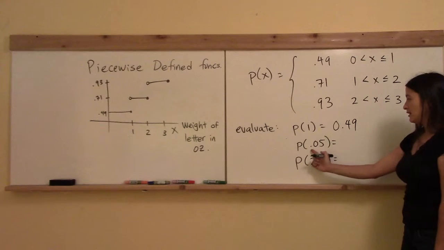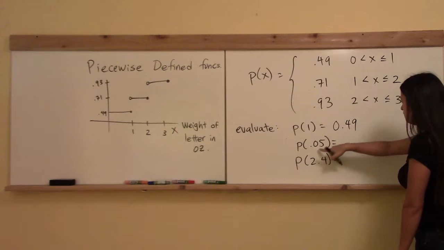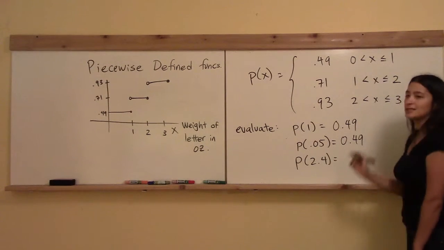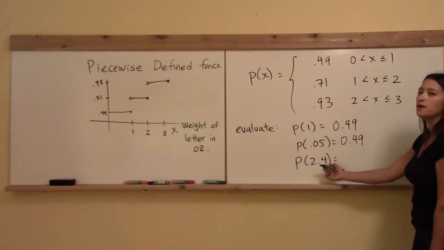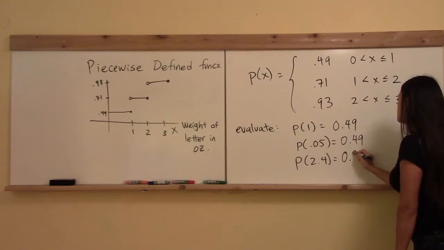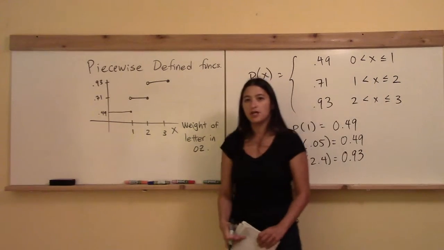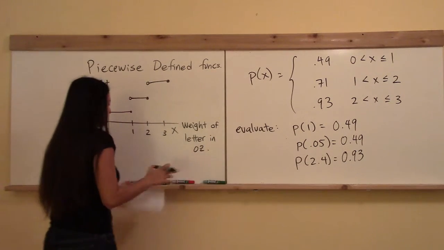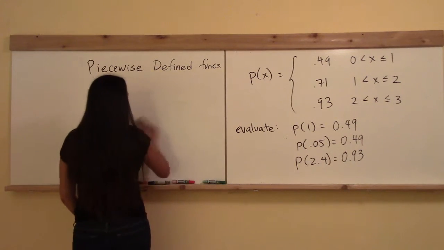Again, every time you get an input, you just look at what category it falls under. 0.5 is between 0 and 1. So again, still 49 cents for that tiny little letter. 2.4, what category is that under? It's bigger than 2, smaller than 3, so the answer right there is 0.93. So when you're working with a piecewise defined function, you just look at your input for x, and then you consider what category it fell under. Let me show you one more example of that, and that will conclude this video.